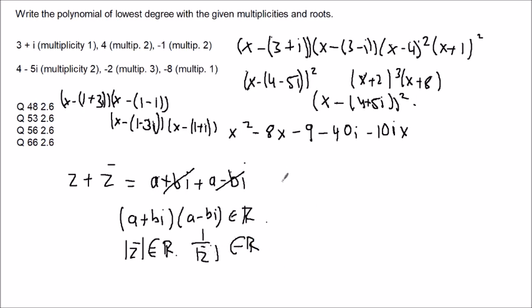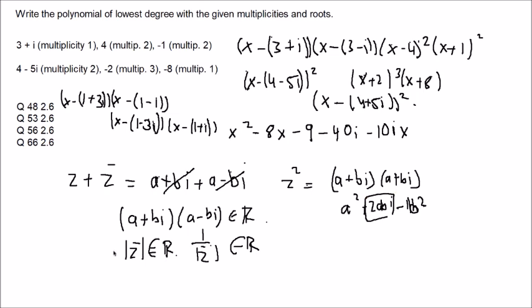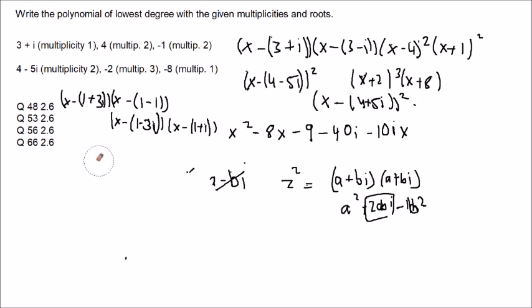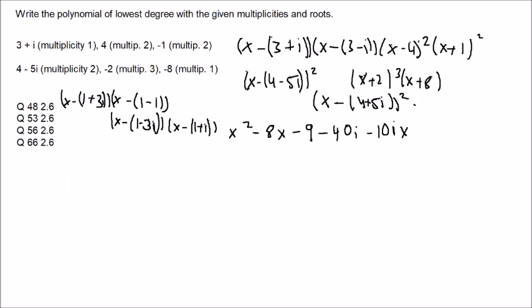z squared. z squared is wrong, and you can prove why. It's easy. Just take a plus bi times a plus bi, expand it. You will get a squared plus 2abi minus b squared. Right? And this 2abi is automatically a red flag. So E will not give you a complex number, unless b is 0, right?